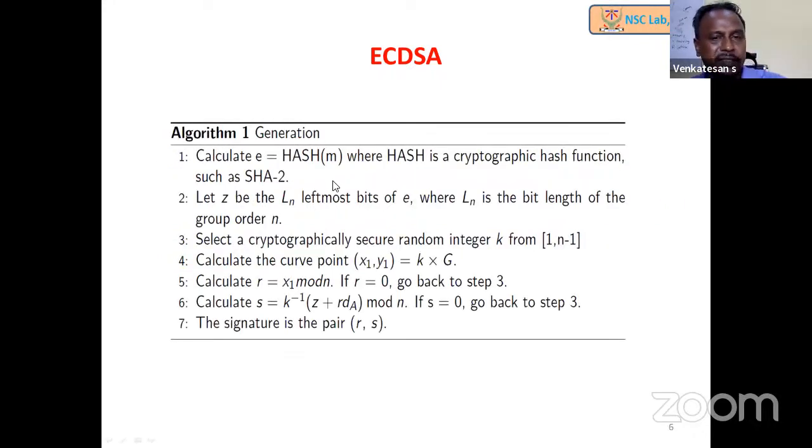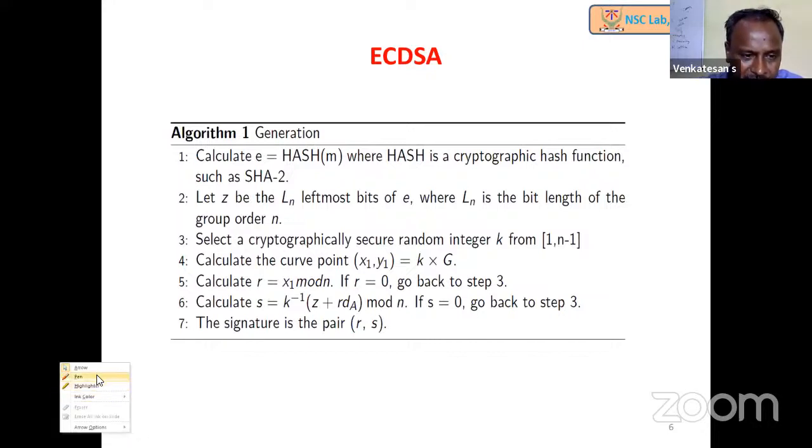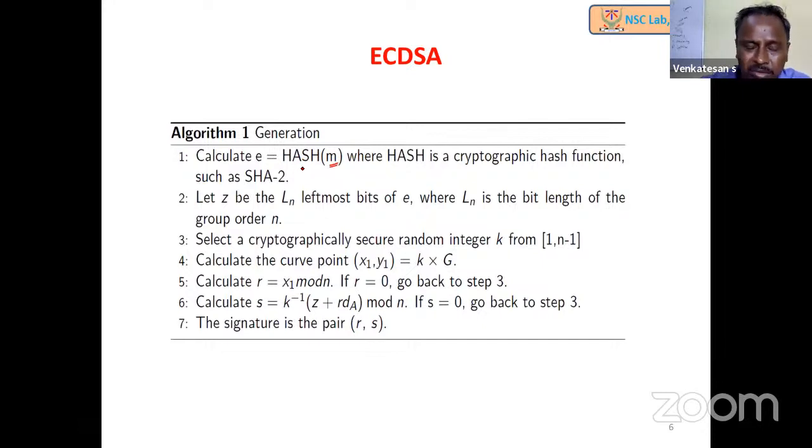So how the signature is generated is, as I said, first we compute the hash, and then we go for applying the encryption techniques. So here, let's say M is the message we are going to sign, and we compute the hash of that, the output is E. Now we choose Z to be the leftmost bits of E.